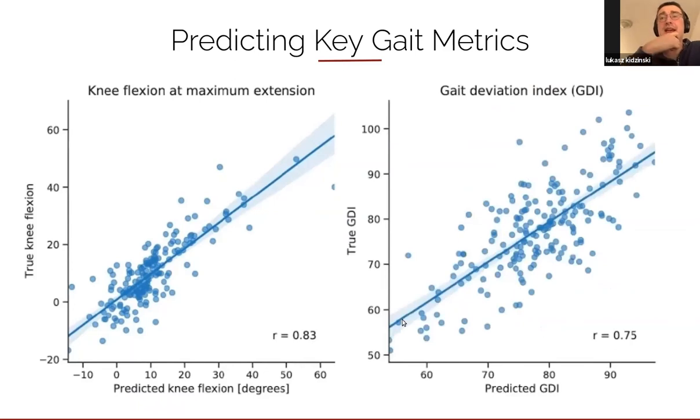For the gait deviation index, we got correlation 0.75, and that was close already to the stride-to-stride variability in gait deviation index that was reported in other studies. So given that our metric is computed on the entire trajectory on the entire trial, we can capture some of the gait deviation variability that we would like to. So we're expecting that here we are approaching the upper bound of what can be possible in this setting.